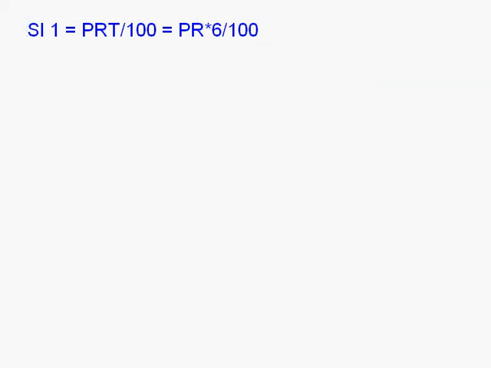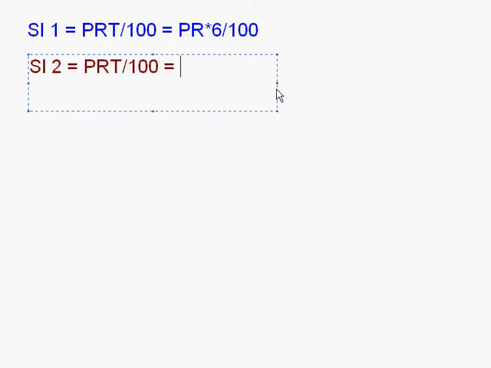Now similarly, we can find out simple interest 2, right? So what would be simple interest 2? Simple interest 2 would be PRT upon 100. The formula will remain the same because it is a global formula. So PR times 9 upon 100. Now we got two values, simple interest 1 and simple interest 2.